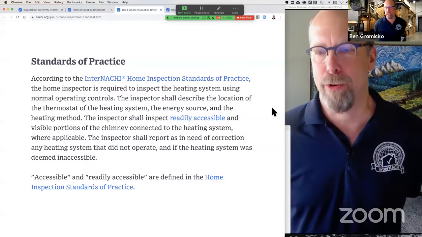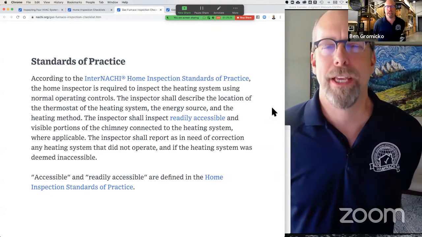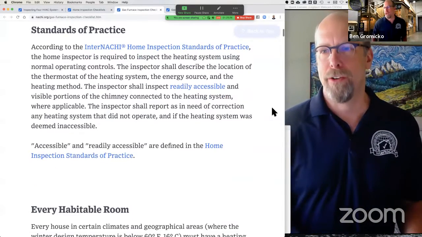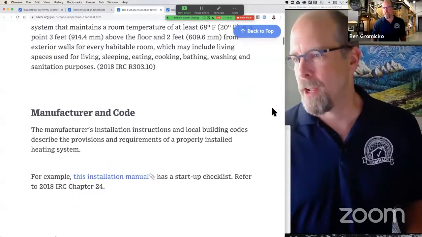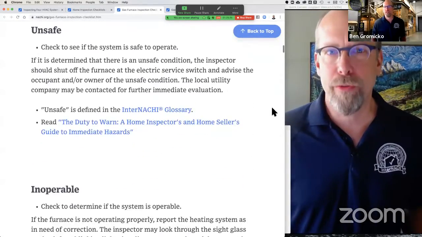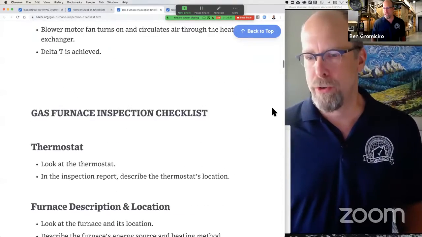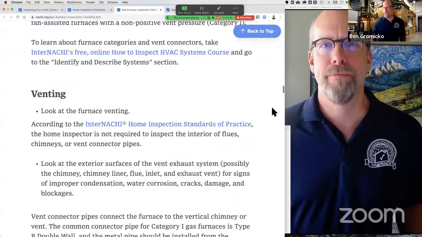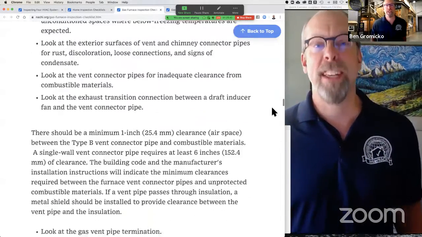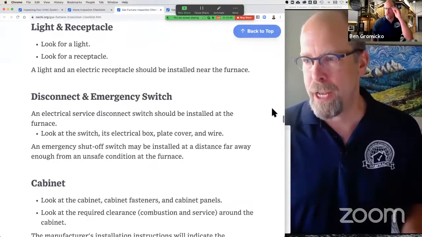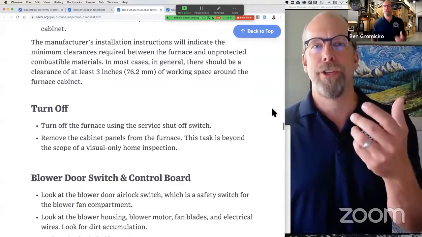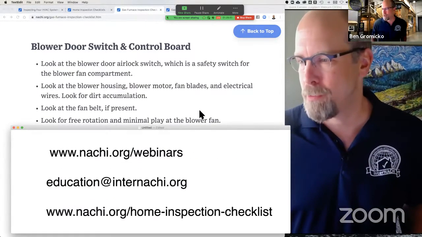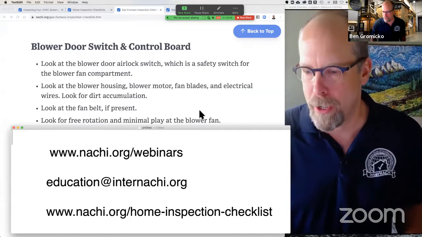And those terms, accessible and readily accessible and inaccessible, are actually defined in the standards of practice and also our glossary. And if you go through the checklist at that URL, you'll see a checklist on how to perform a gas furnace inspection. And I recommend taking a look at that checklist and go through it. And if you have a mobile device, you can keep that checklist with you as you perform an inspection. So I do that so I can look smarter and I don't make any mistakes.